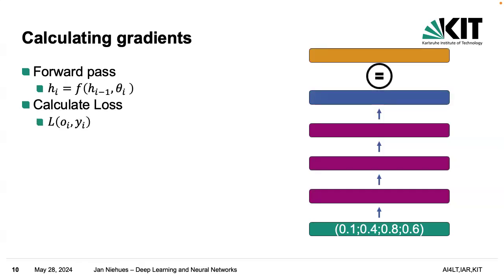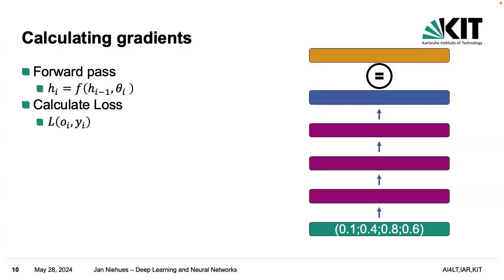The next step is that we have to calculate our loss. So we have to measure how good our prediction is compared to the reference prediction that we have. It depends a bit on what type of network you have. Depending on what you need to predict, there might be different ways of measuring the error that you're making.